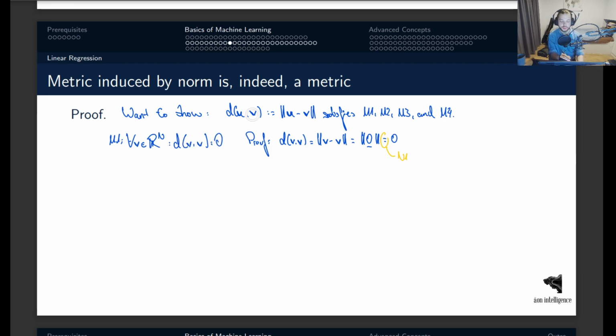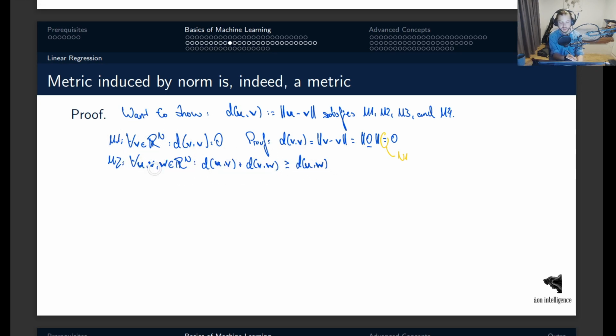And this holds true for the metric induced by some norm, because if we translate the metric into its norm formulation, we see that the distance from v to itself is equal to the magnitude of v minus v, which is equal to the magnitude of the zero vector. And the first norm property we have is that the zero vector produces zero magnitude. So we have that the metric induced by some norm satisfies M1.